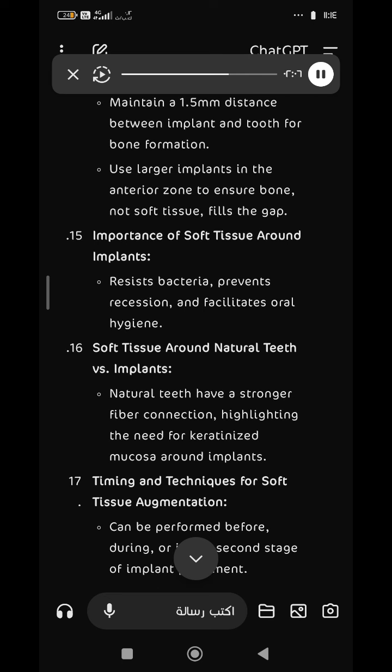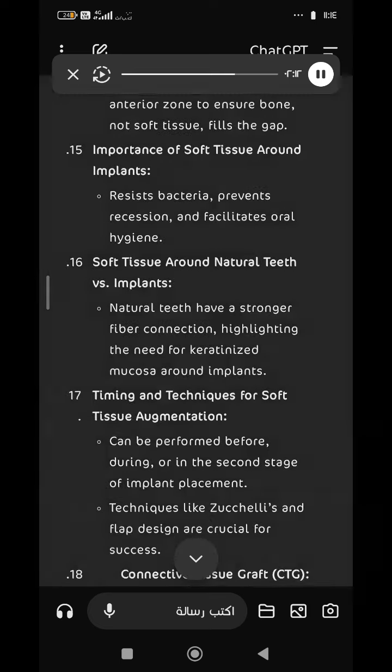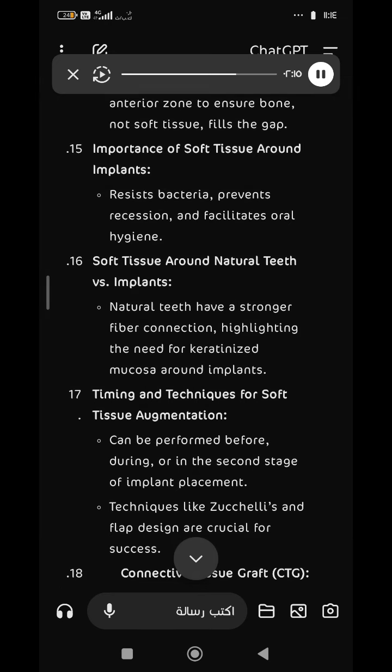16. Soft tissue around natural teeth versus implants. Natural teeth have a stronger fiber connection, highlighting the need for keratinized mucosa around implants.